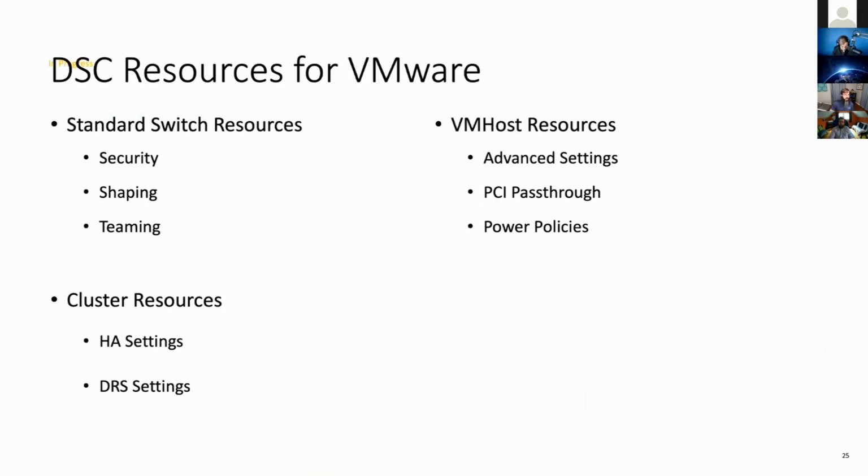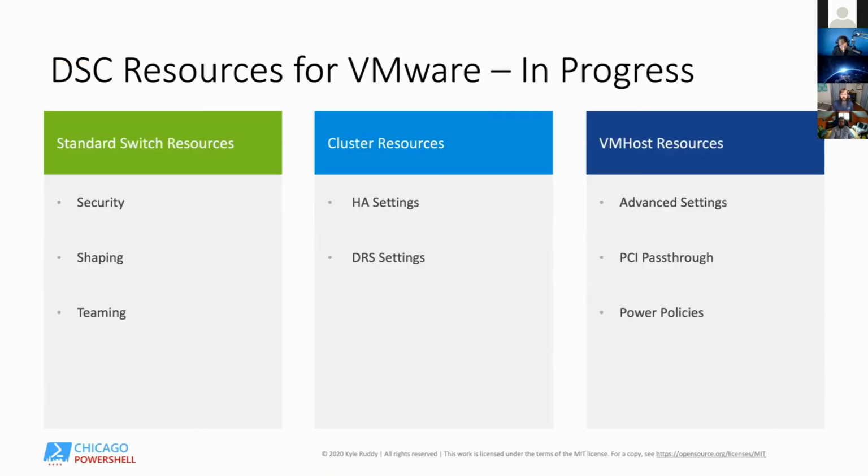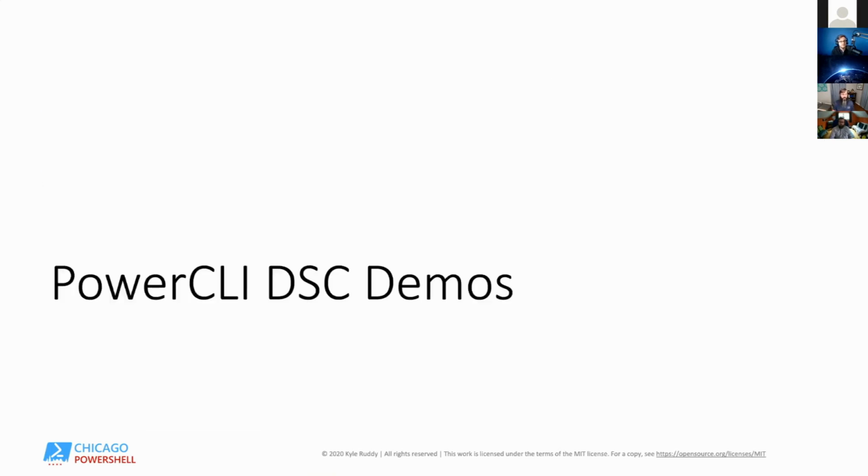There are some things on the roadmap here, such as HA and DRS for our cluster resources, even some more things for standard switches, and even more things for VM hosts. Check out the GitHub repo for more information about that. And let's get into demos.